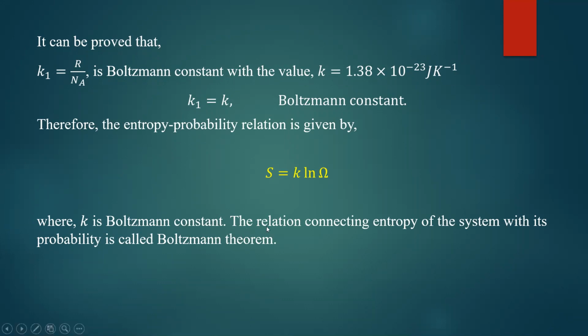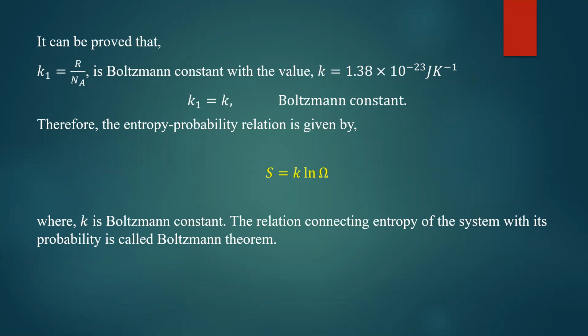This relation connecting the entropy of the system with its probability is called Boltzmann's theorem. This is the proof for Boltzmann's theorem. This is very, very important. So it says that the entropy of the system, S, is equal to k into ln omega, where k is the Boltzmann constant, omega is the thermodynamic probability.